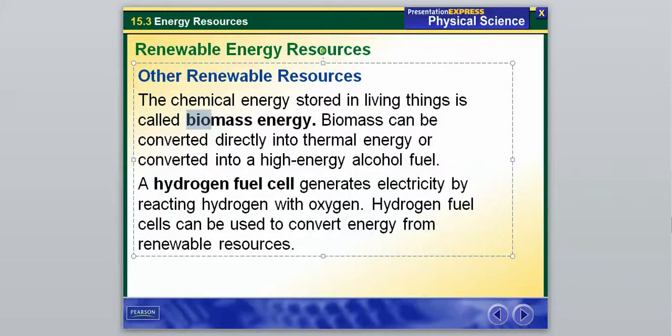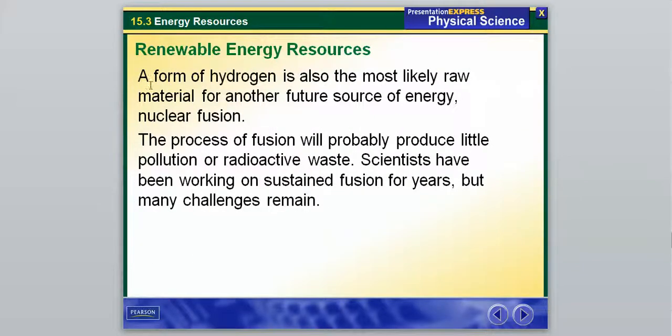other renewable energy sources. And another renewable source that might be our future source of energy is nuclear fusion. So this is actually the process that goes on in the sun where we merge two hydrogen atoms together. This process will probably produce little pollution or radioactive waste, and that's why scientists have been working on this for many years, but there are still many challenges that remain.